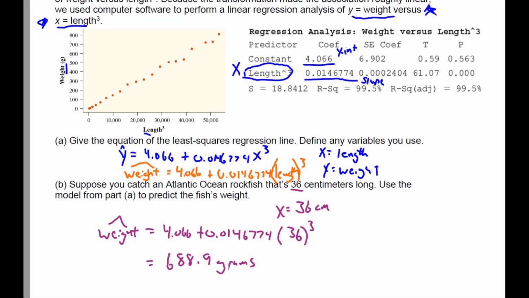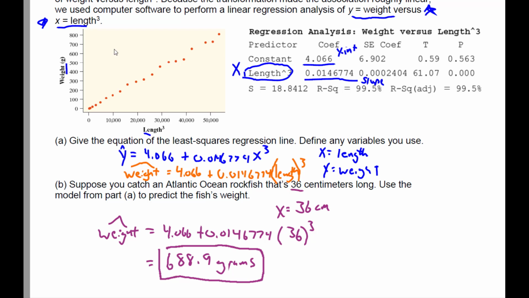Okay, and again, don't leave off your labeling for the variables, right? So we have labeling for your data values, so grams in their case, okay? In which case, that is your answer. That's what we're looking for. So the predicted value for an Atlantic Ocean rockfish that is 36 centimeters long is 688.9 grams.